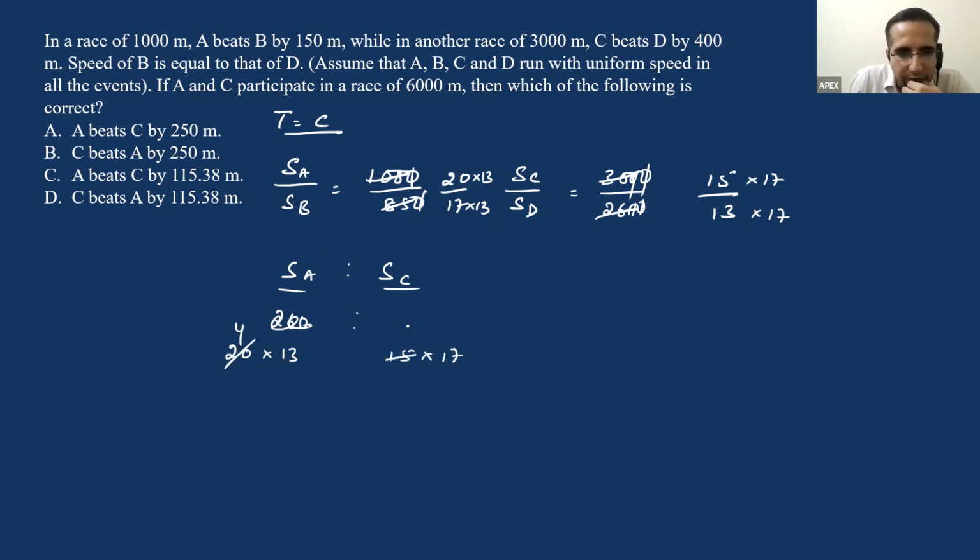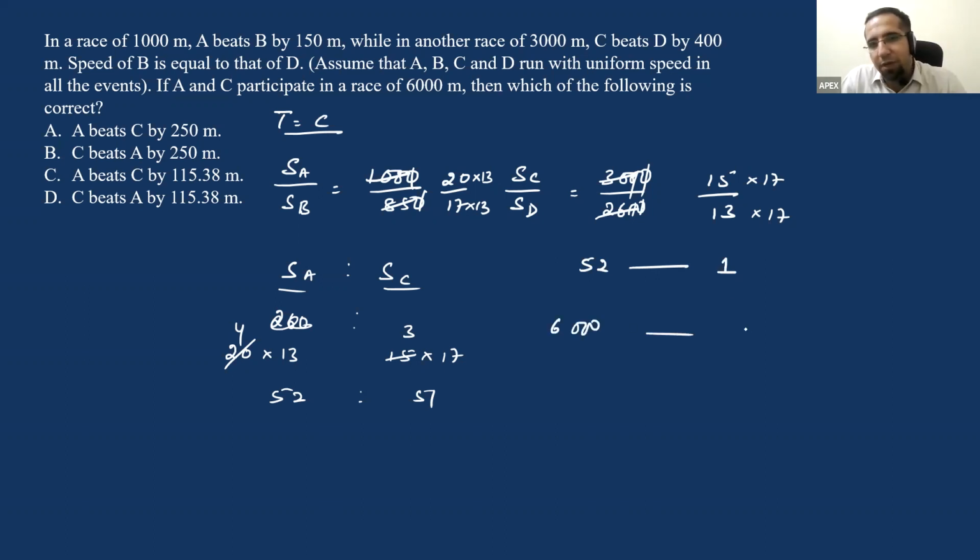5 fours are... 5 threes are... So 4 threes are 12. This is 52 is to 51. Clear, guys? So when A covers 52, in a 52 meters race, A beats C by 1 meter.